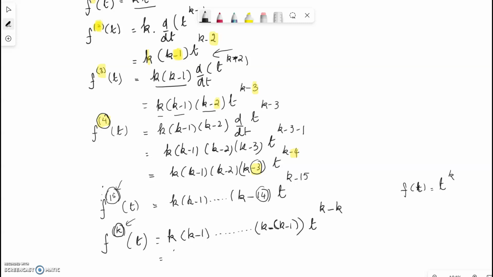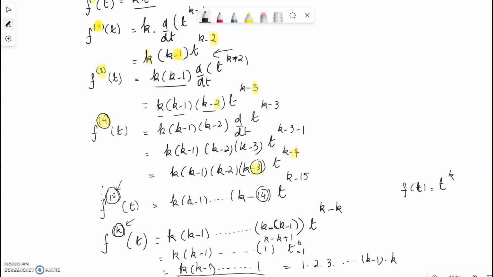So that is equal to k times k minus 1 dot dot dot, and this is k minus k plus 1. So that's a 1, and that's a t to the 0. T to the 0 is a 1. So what we're left with is k minus 1 dot dot dot. It keeps decreasing and it goes up to 1. Another way of looking at it is 1 times 2 times 3 dot dot dot up to k minus 1 times k. So I'm looking at it in the reverse order.